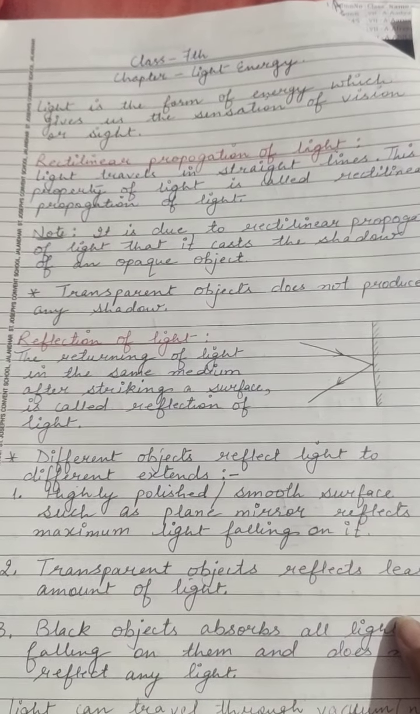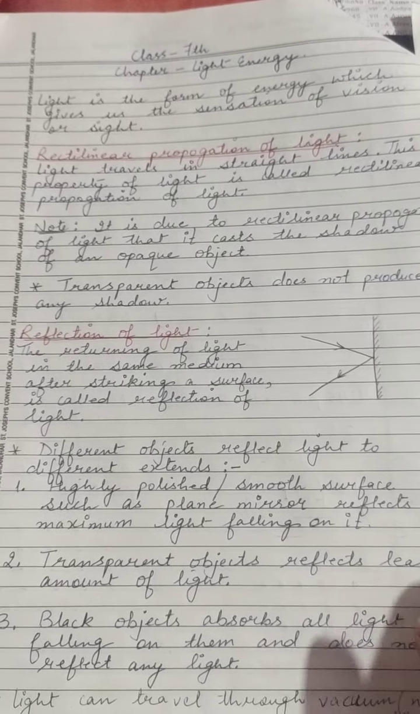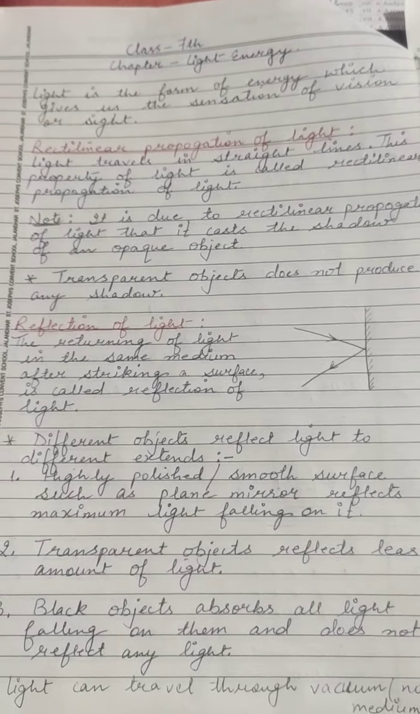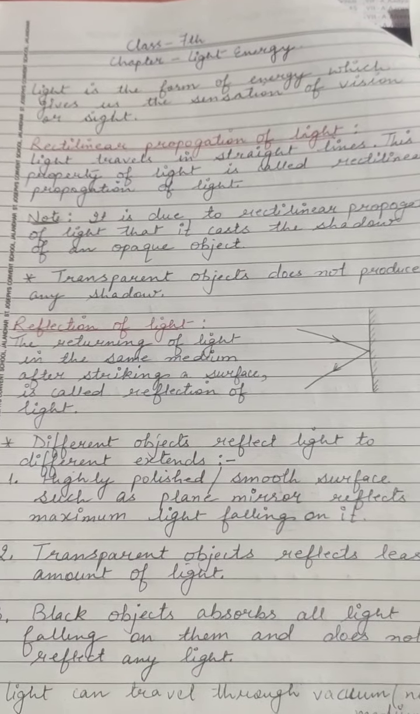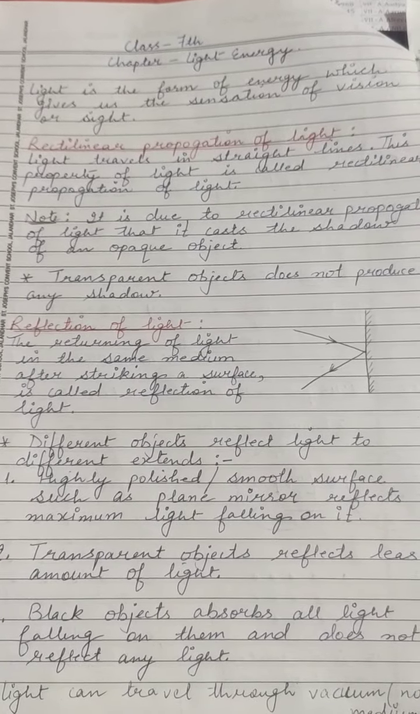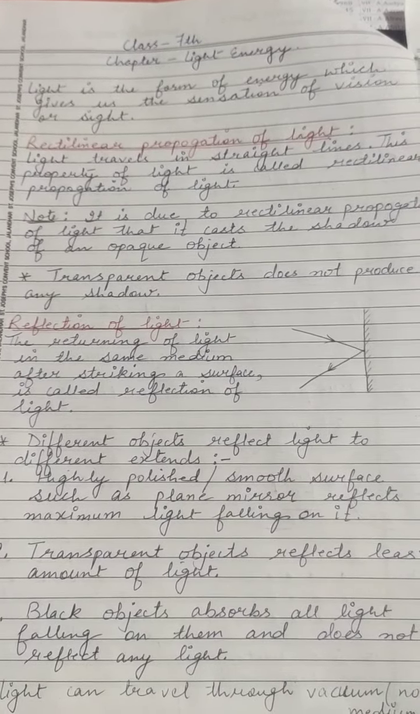Yesterday I shared with you the syllabus of term 2. You are having two chapters. First is light energy and heat. So we are going to start with your chapter 4, that is light energy. This you have already done in your class 6th. We are now going to do the extension of these topics related to this concept, that is light.